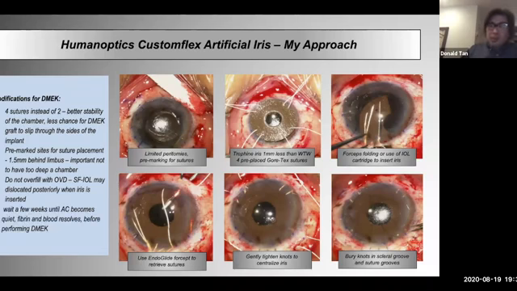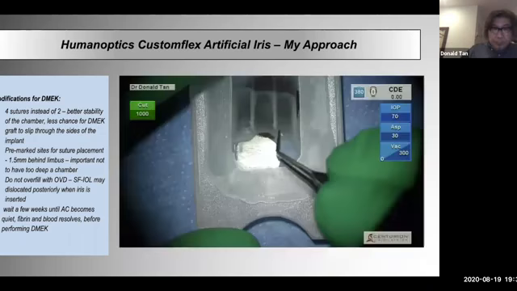And then once we do this, I have staged the procedure. I have to do all of this in one stage and not do the DMEK at the same time. That's usually bleeding, there's fibrin and everything else. So we wait for everything to settle down and then perform the DMEK a few weeks later. So here's a video, which we can start.